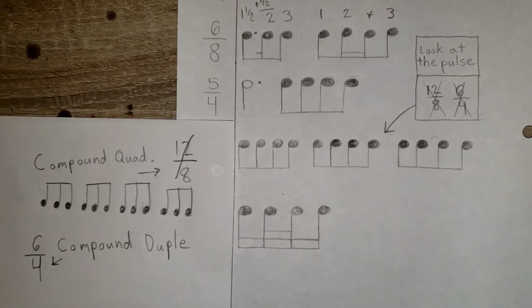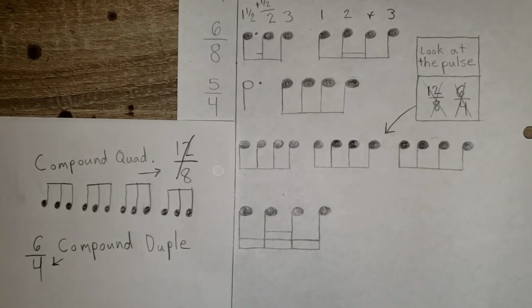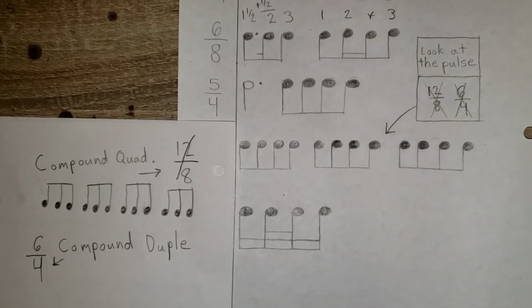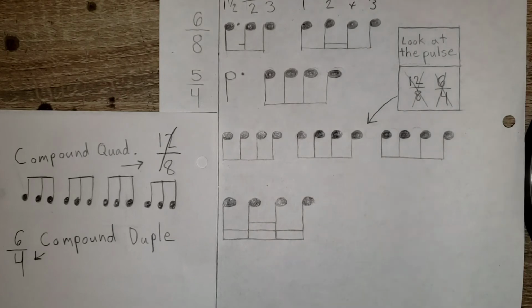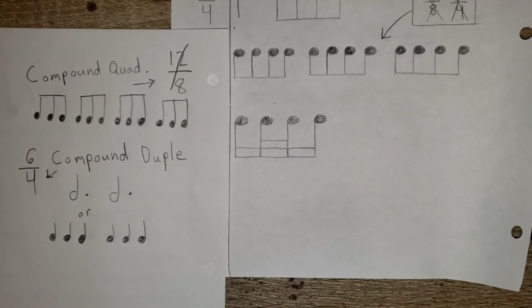Okay, so we think if we double it, we have 24/16. I do not think that's really going to be something people are going to use. It sounds kind of crazy to me. We half it. We got 6/4, which is a compound duple.